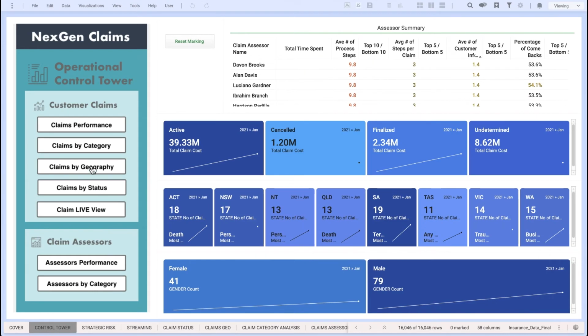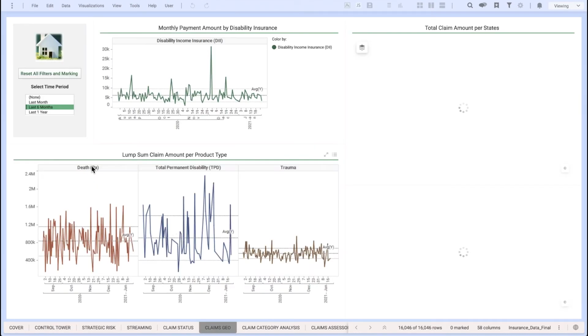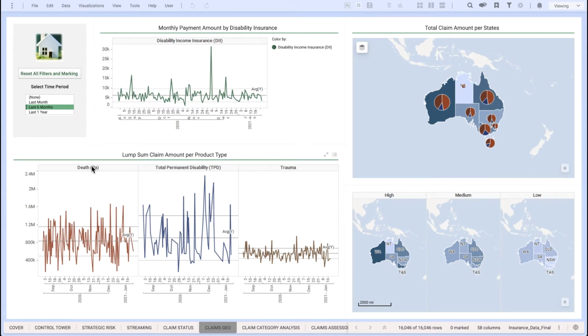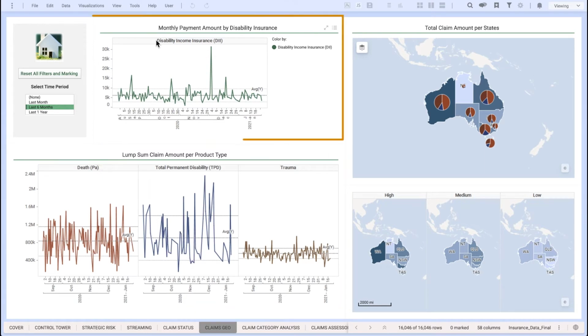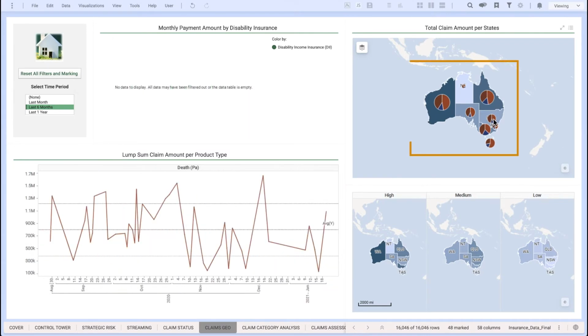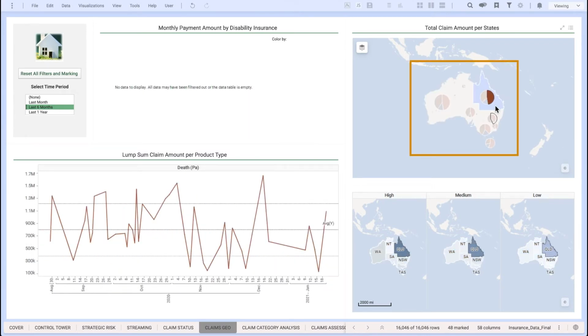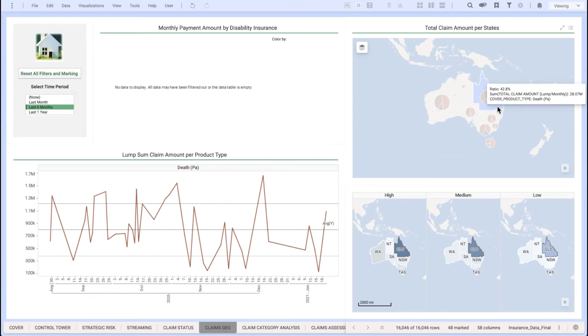So I could look at the claims by geography, for example, and see how they break down across Australia, and the lump sum payments on the different types of claims that pay lump sums versus the disability income insurance, which pays monthly. And again, I've got all my filters and conditional information, so I could, for example, drill into Queensland and see what's going on there very quickly.